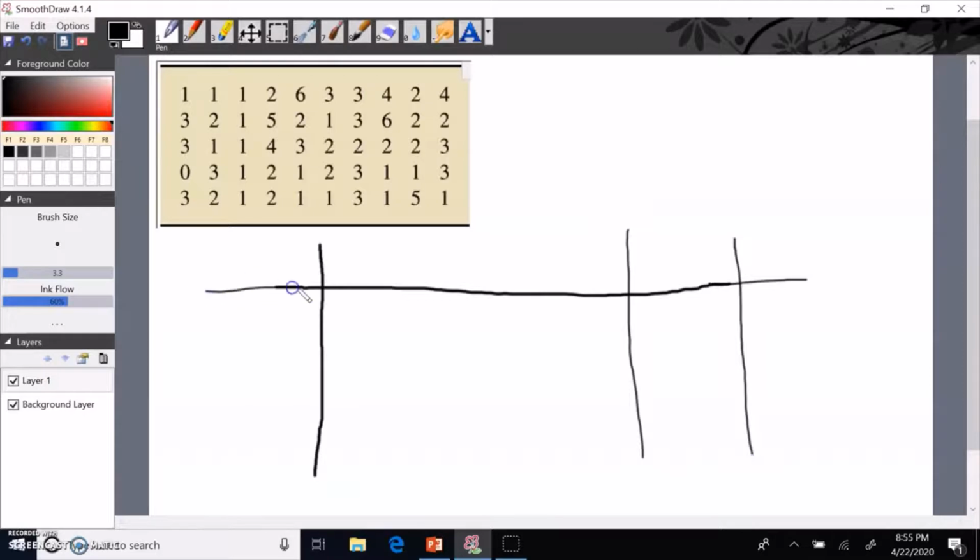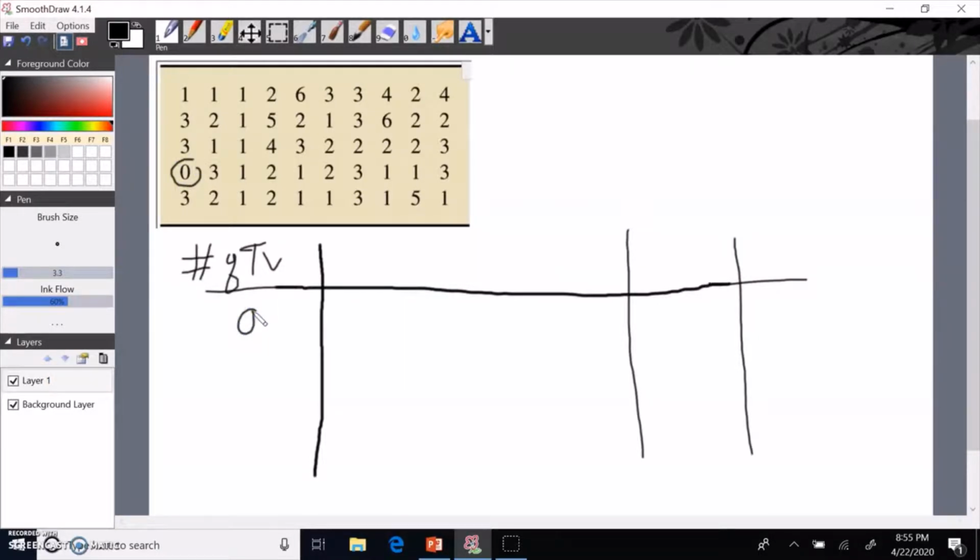Now I will write the name of each column. The first column will have the name of the variable. The variable name is number of TVs. Let me write number of TVs. Let's start with the smallest value. The smallest value is 0. Let's start with 0 first.